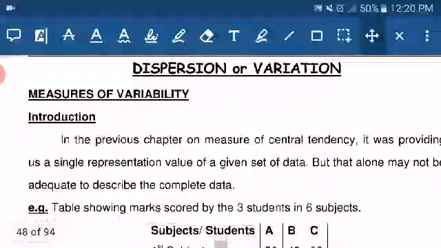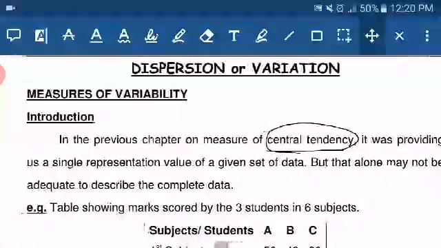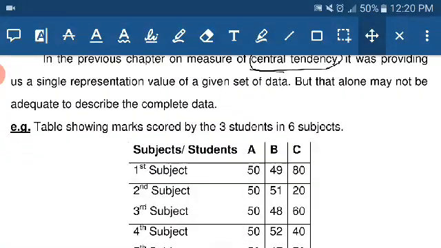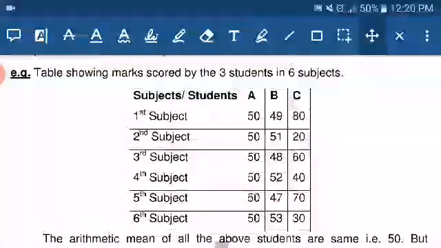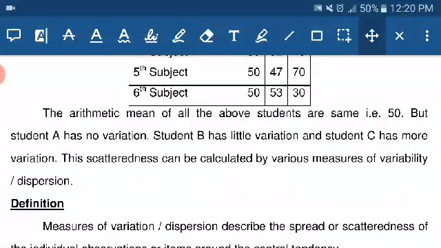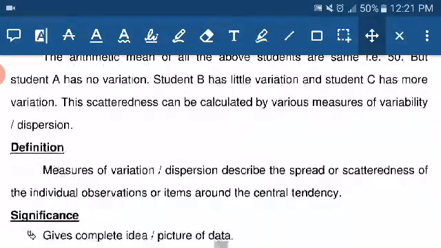Dispersion or variation, measures of variability. Introduction. In the previous chapter on measures of central tendency, it provided a single representative value of given data, but alone may not be adequate to describe the complete data. This table shows marks scored by 3 students in 6 subjects. The arithmetic mean of all the above students is the same, that is 50, but student A has no variation, B has a little variation, and C has more variation.